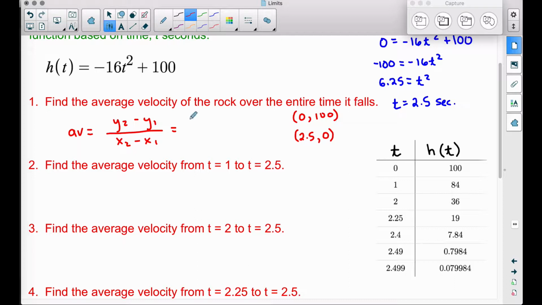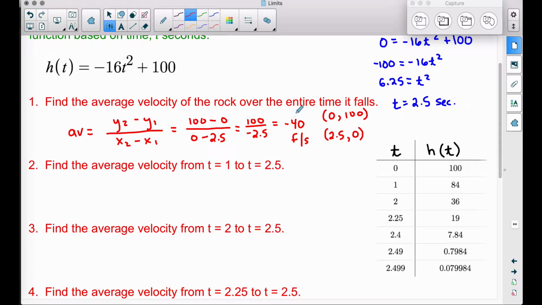Let's plug them in. y2, I'll let that be 100, minus y1, which is 0, divided by x2, which is 0, minus x1, which is 2.5. Subtracting this, we get 100 over negative 2.5, and then dividing this, we get negative 40, and this will be feet per second. The reason why it's negative is because velocity has 2 pieces to it. It has a speed and a direction. Since the rock is falling down, that's the negative in our velocity, and it's falling at a rate of 40 feet per second.